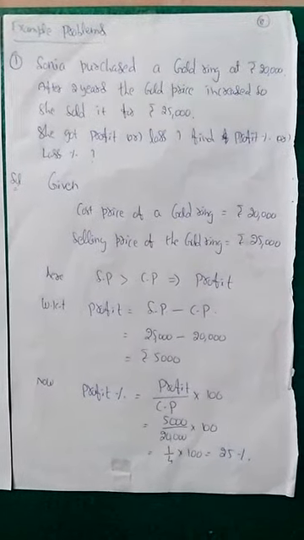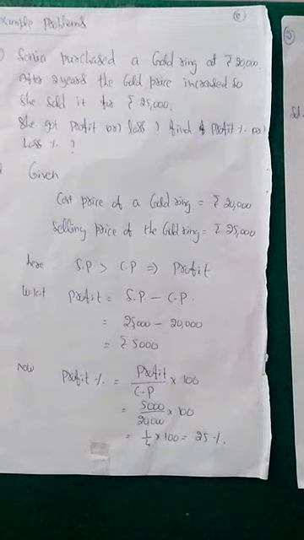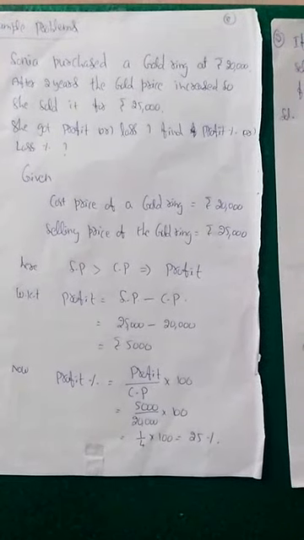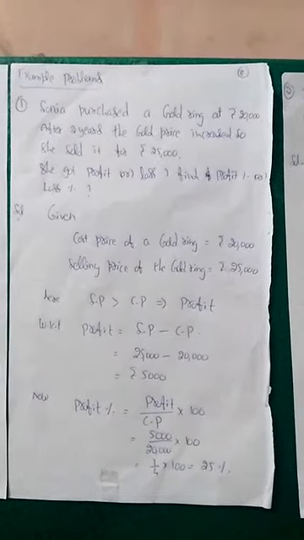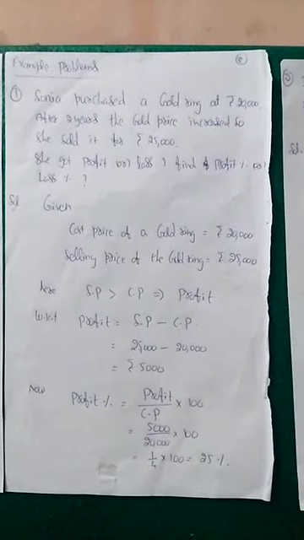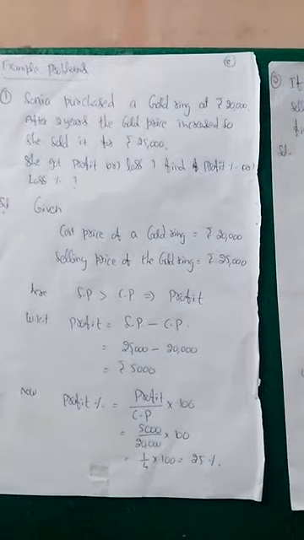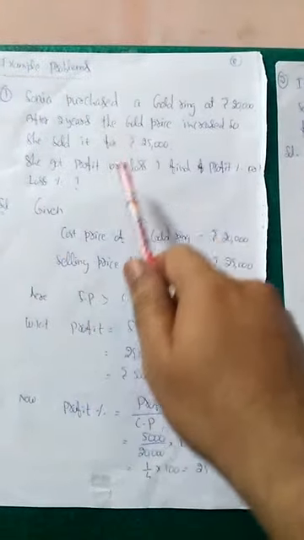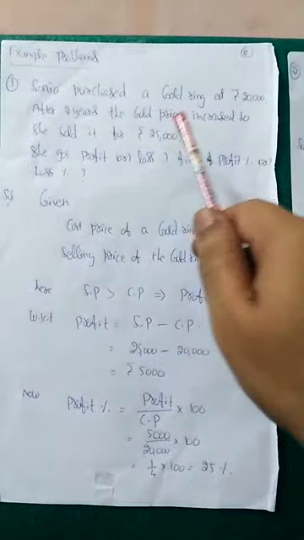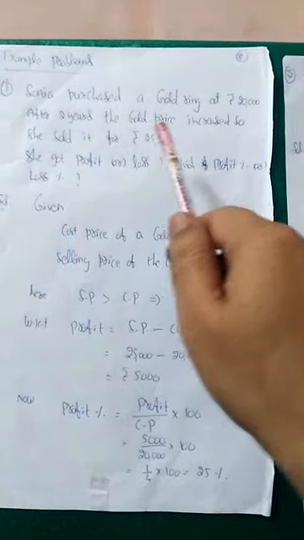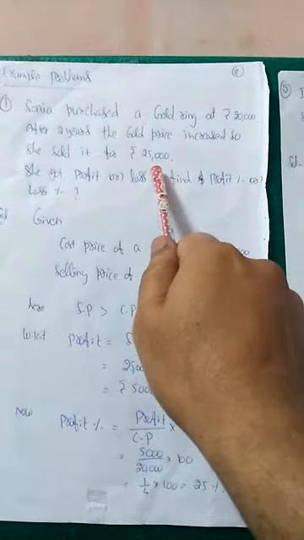First example problem. See the problem. Sonia purchased a gold ring at 20,000 rupees. Purchased means it is clearly cost price. After 2 years, the gold price increased, so she sold it for 25,000. See here once again, Sonia purchased a gold ring at 20,000 rupees. After 2 years, the gold price increased, so she sold it for 25,000. Purchased, it is cost price. Sold, it is selling price.